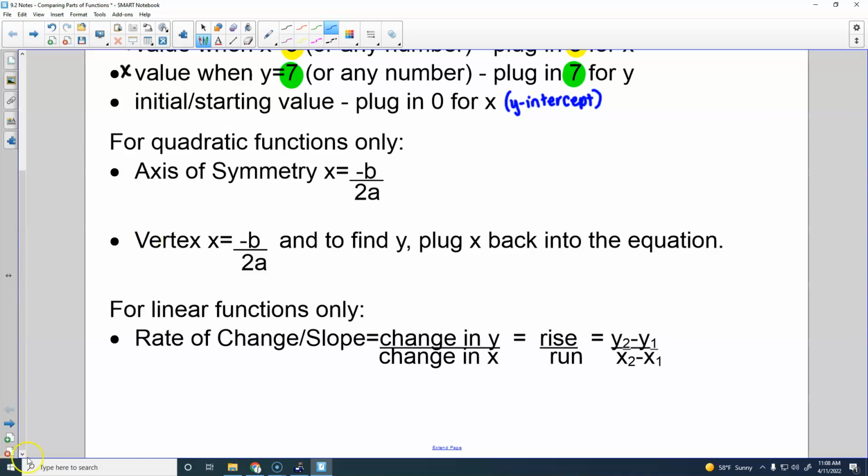Yes. Oh, Wednesday or Thursday. I'm not sure which one it's going to be.